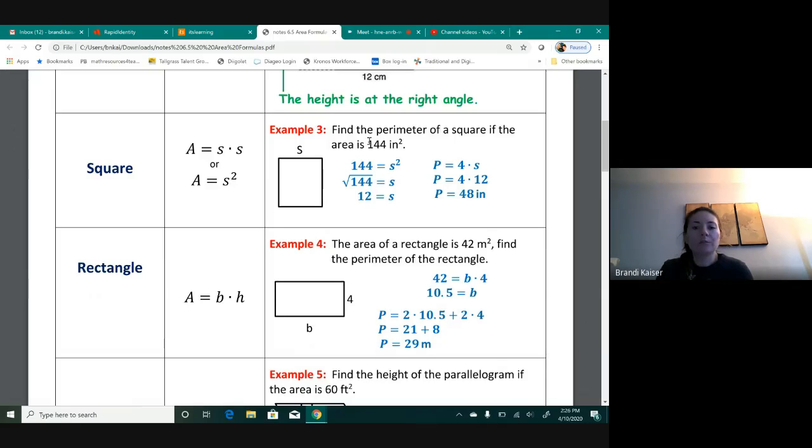Do pay close attention to your instructions and what you're finding whenever you go through your problems. Okay, the next shape we have is a rectangle, and rectangle is pretty basic. It's just base times height.